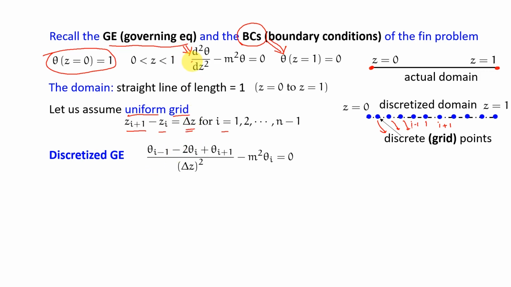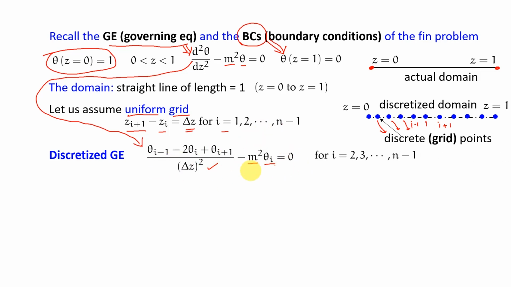We see from this equation that we have d2 theta dz2. From our discussion of numerical differentiation, you know that we can discretize this using central difference as theta i minus 1 minus 2 times theta i plus theta i plus 1, divided by delta z square. Then I have m square theta, which we simply take at this theta i. So this is a discretization at the ith point, and it is equal to 0 on the right hand side.